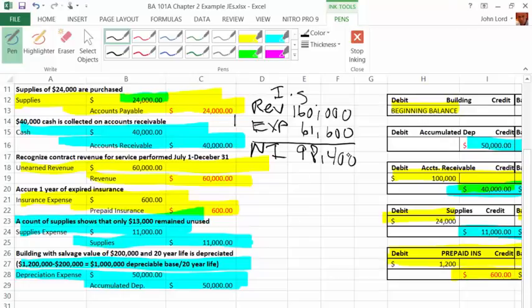Okay, 98,400, and good. Nice job. Nice looking income statement. She even put year 2 on that. Beautiful. Thank you. This is year 2. Nice job. Okay. Look at that.